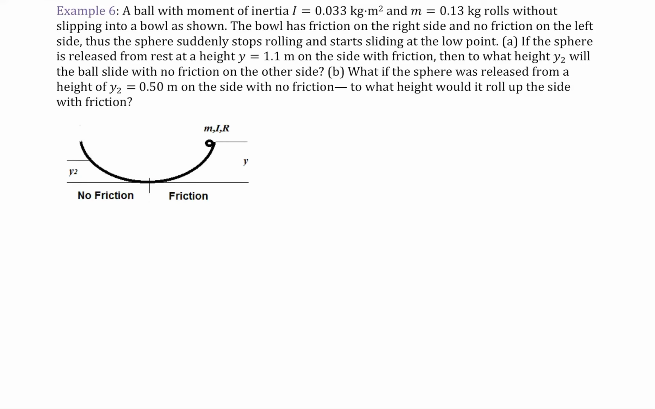Okay? So if the sphere is released from a height of y equals 1.1 meters on the side with friction, then to what height y2 will the ball slide with no friction on the other side? And notice here the figure already is implying that y2 is going to be less than y. It won't make it up as high. How is that possible? How is it that when it starts slipping, it doesn't make it as high?